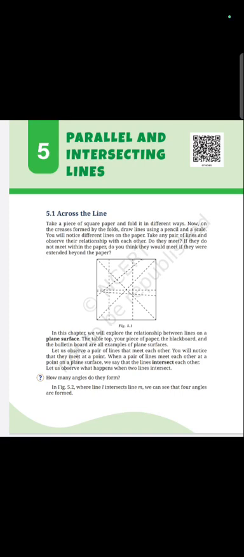Jai Hind to all. Today we will start with the new chapter, which is parallel and intersecting lines. Generally, lines can have two different shapes: they can be parallel or intersecting lines. But before starting with the chapter, let's understand the meaning of parallel and intersecting lines.